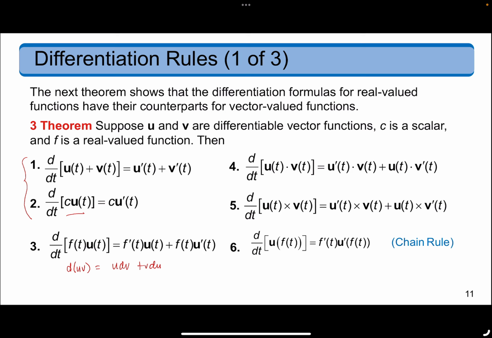For the derivative of the dot product, it also applies the product rule. So the derivative of the dot product of u of t and v of t would be u prime of t dotted to v of t plus u of t dotted to v prime of t. For the cross product, the derivative of u cross v is equal to u prime cross v plus u cross v prime.